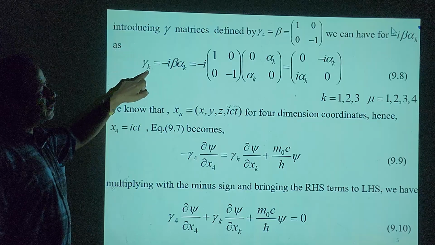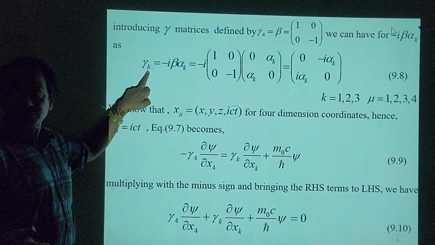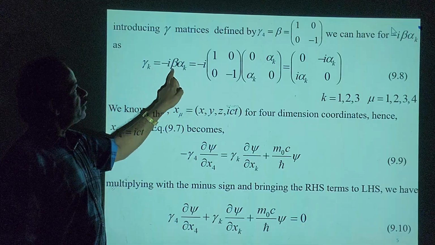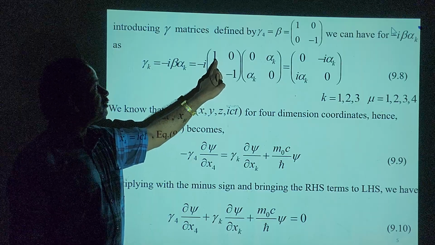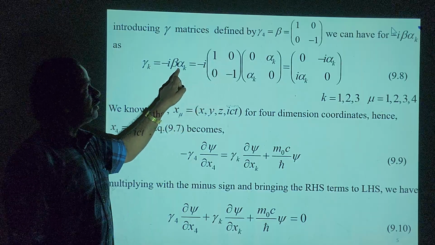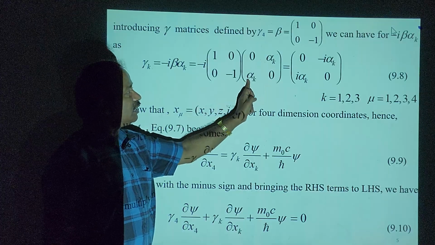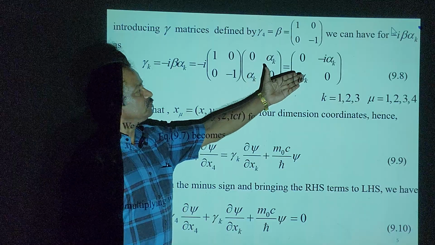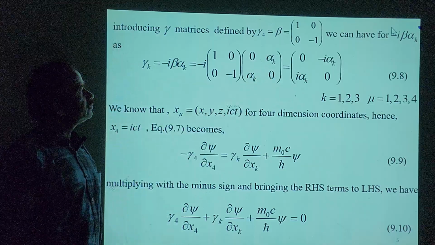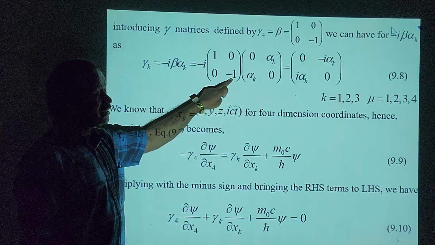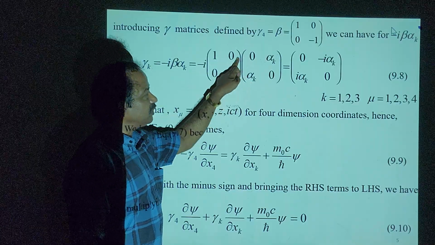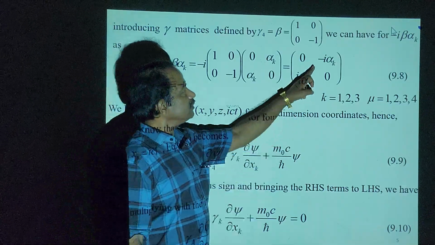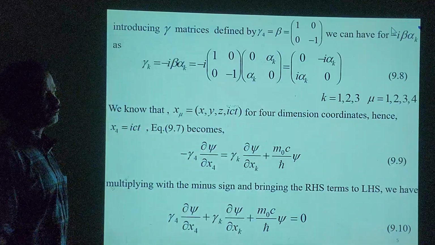So your gamma k stands for the 1 2 3 space coordinates. Minus i beta alpha k, which is equal to minus i. Beta is written in terms of matrix 1 0 0 minus 1. Your alpha k is nothing but 0 sigma k sigma k 0. So matrix multiplication will give you this. Minus i, this will become plus i. Matrix multiplication will give you 0, and this term will be i alpha k, and this term will be minus i alpha k and 0.